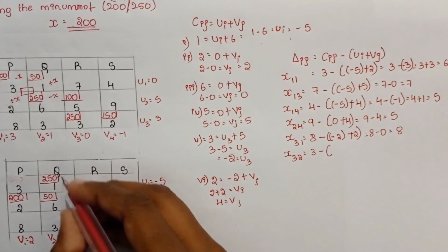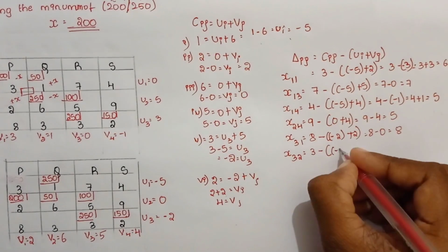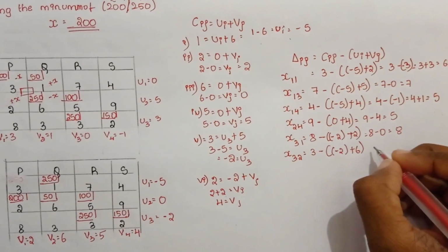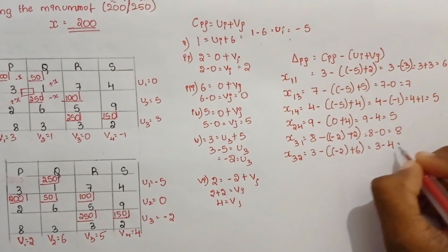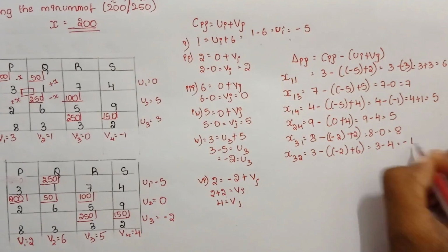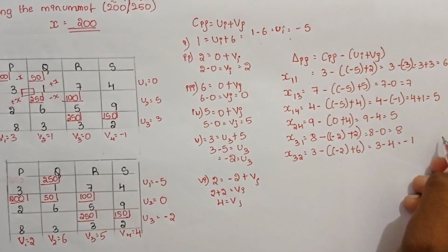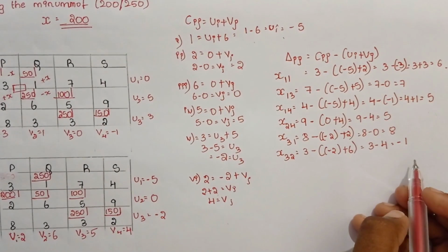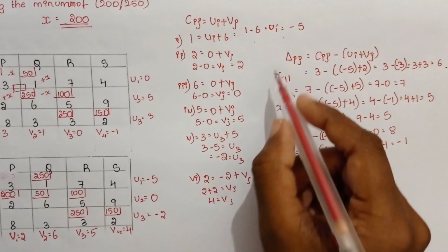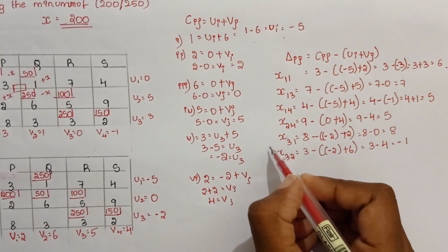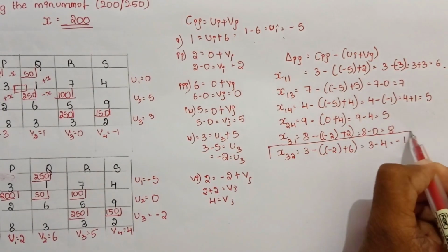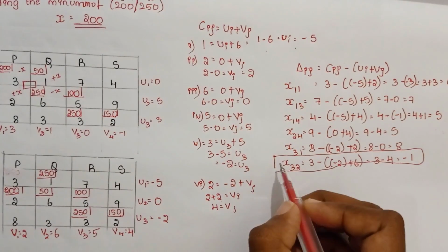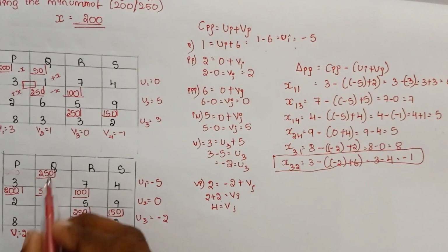3 minus the U value for 3, which is minus 2, plus the V value, which is 6. So minus 2 plus 6 will be 4, and 3 minus 4 will be minus 1. The condition to get an optimum solution is that all the values should be equal to 0 or greater than 0. But in this delta Ij table, we have one negative value, that is this minus 1. All other values are more than 0. This minus 1 lies in the cell x32, third row and second column.